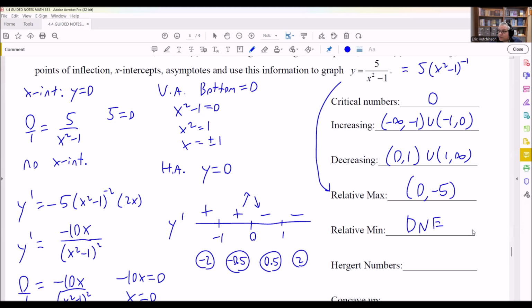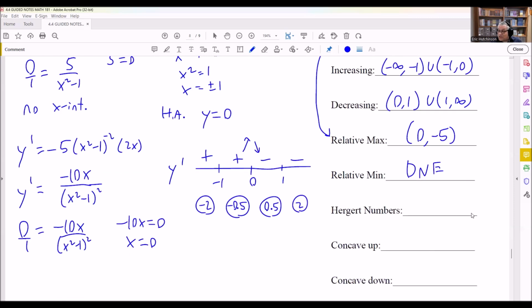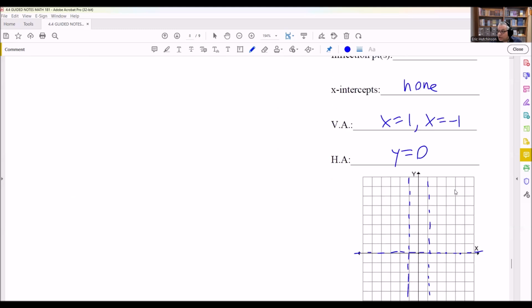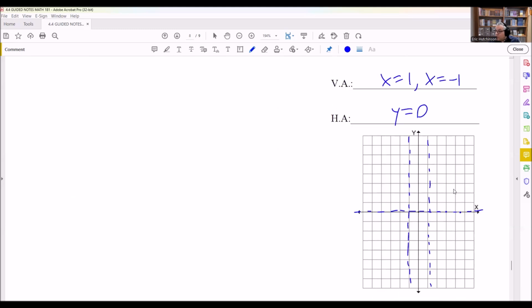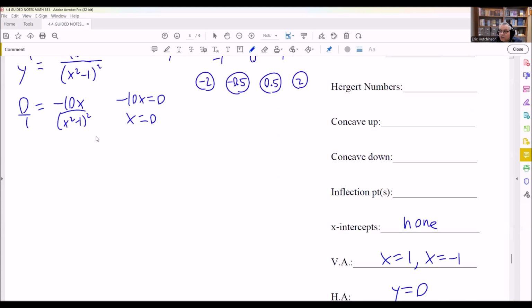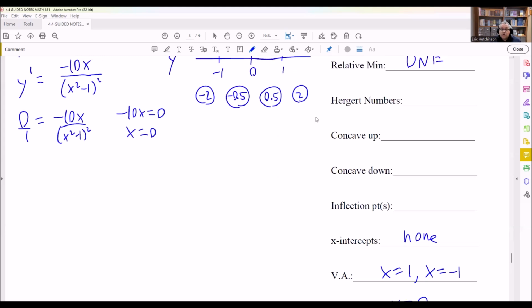Okay, so next thing, and actually this (0, -5), let's go ahead and plot this now. That actually is going to be a y-intercept. So we get another point on our graph here. So that's going to be right there, (0, -5). Okay. Next, let's find the inflection numbers. In order to do that, we need the second derivative. Now, here's the first derivative.